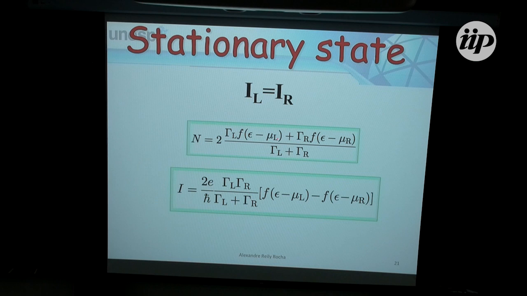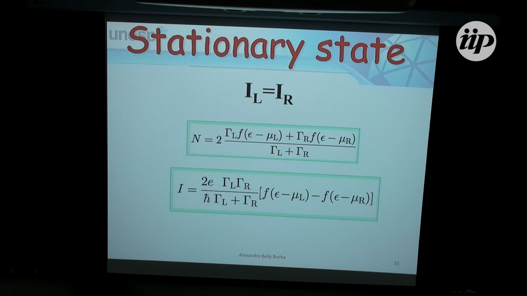If the occupations are identical, then the occupation in the middle of the molecule is 1, right? So this is the take-home message for the occupation in the middle site. Okay, what about the current? Well, the current, again, depends. So the maximum of the current depends on this quantity. So it depends, again, how easily electrons can flow in and out of the molecule.